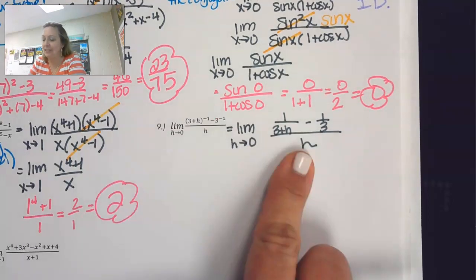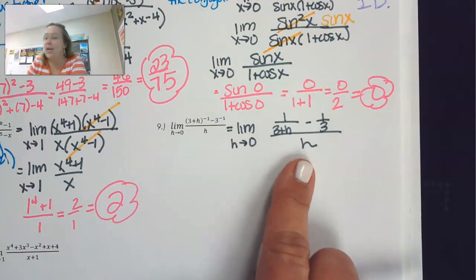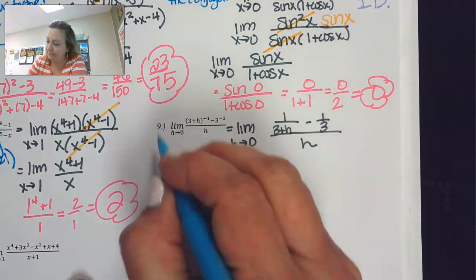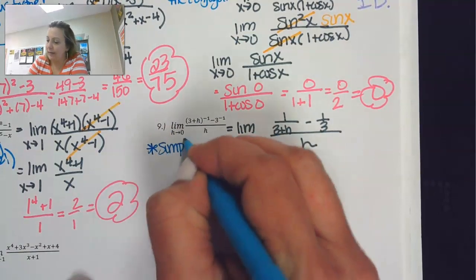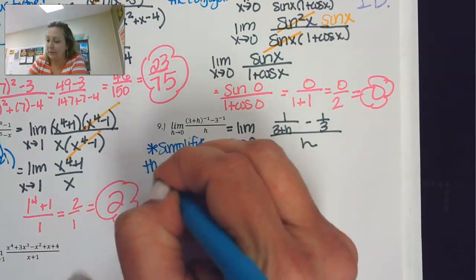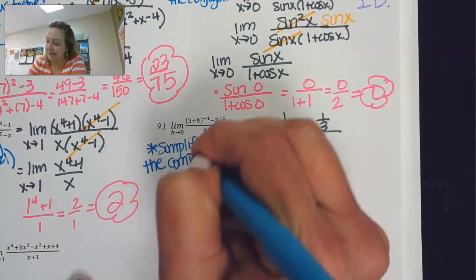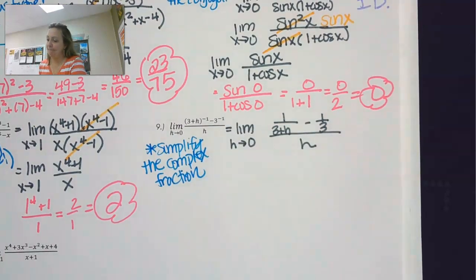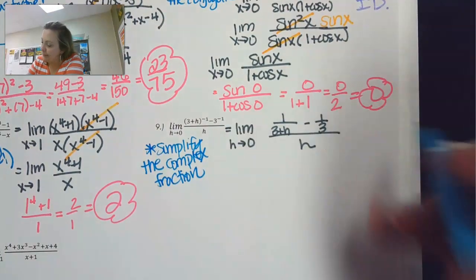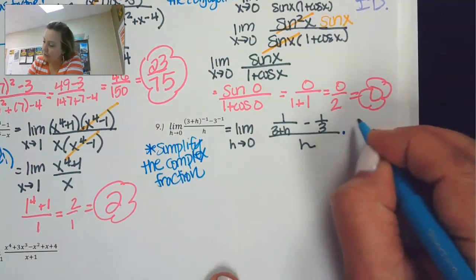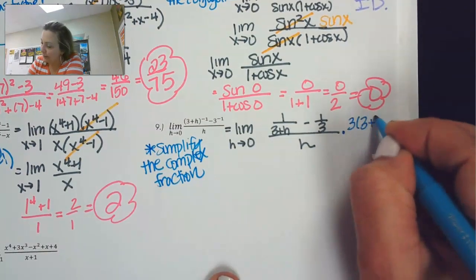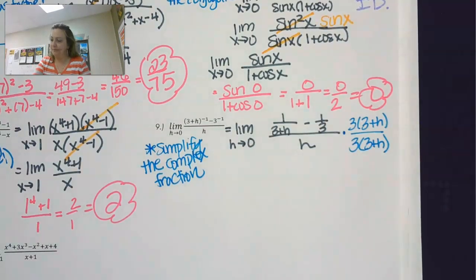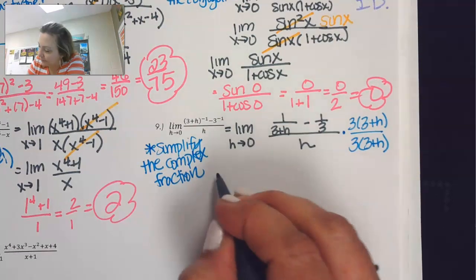Okay, if we try to use direct substitution, again, we have 0 in the denominator. So what we can do is deal with this complex fraction, right? And you don't have to write this each time. I'm just writing down what the tactics are that we're using. Once again, we're going to practice simplifying the complex fraction. So what we can do is multiply by the common denominator. So that's 3 and 3 plus h. I always use the monomial one first. And let's see what's left.